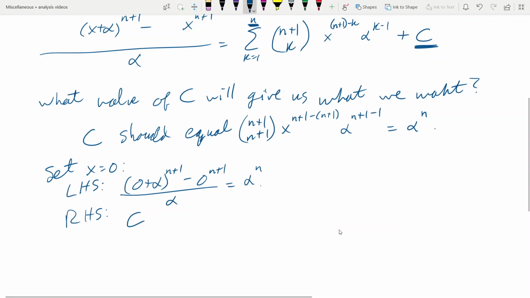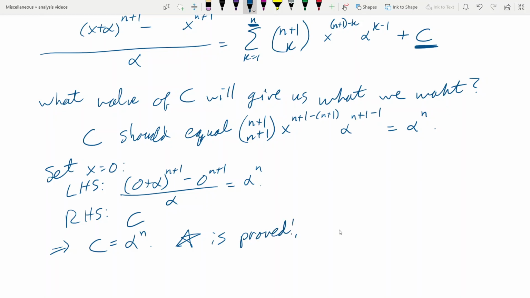And so we get exactly the result that we anticipated just by putting n plus 1 into the sum end. So c equals alpha to the n, and so star is proved. Okay.